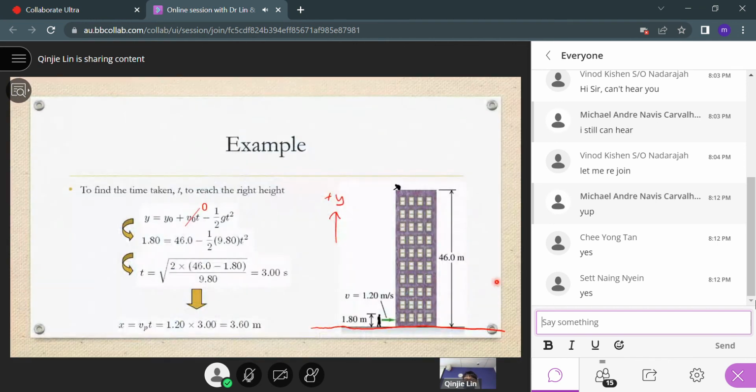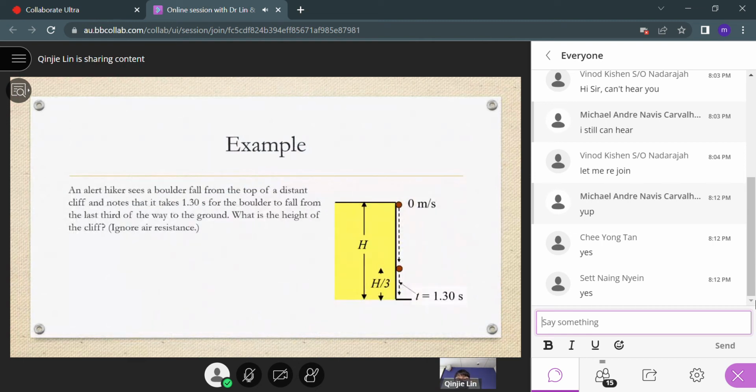Okay, if not, then we move on to another example. An alert hiker sees a boulder fall from the top of a distant cliff and notes that it takes 1.3 seconds for the boulder to fall from the last third of the way to the ground. What is the height of the cliff? So from here, it is free fall. So at the start, it's 0 meters per second. Then let's say the cliff has a height of capital H. They tell you the last third of the way, that means the last 1/3, takes 1.3 seconds to reach the ground. So they ask you what is the height of the cliff.